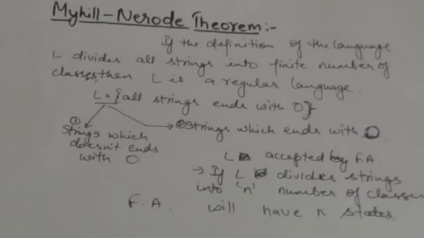If a language divides all strings into n classes, then the finite automata which will accept this language will have n states, each state corresponding to each class of strings. It will be clearer after this example.